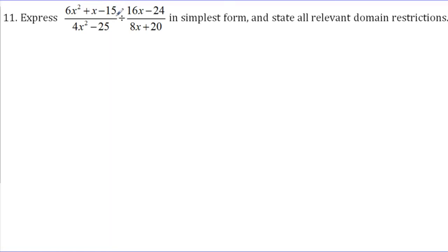So let's start off with 6x squared plus x minus 15. Okay, this is again an AC factoring problem. It looks like you have a negative 90 and a 1, right? So you can go through and find that pair of numbers. I'm just going to give you the factored form, which is 2x minus 3 and 3x plus 5. Again, you can go through and do all the factoring and try to find that. The denominator here is a difference of two perfect squares, so I'm going to say that this is 2x plus 5 and 2x minus 5. Okay, and I'm going to do the same thing for the other one.